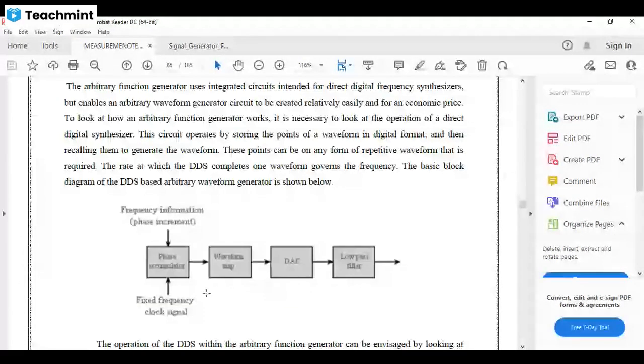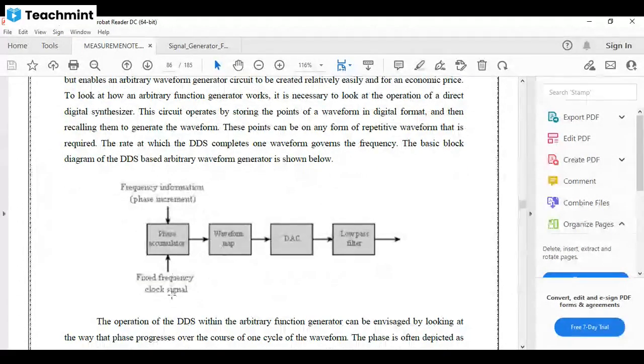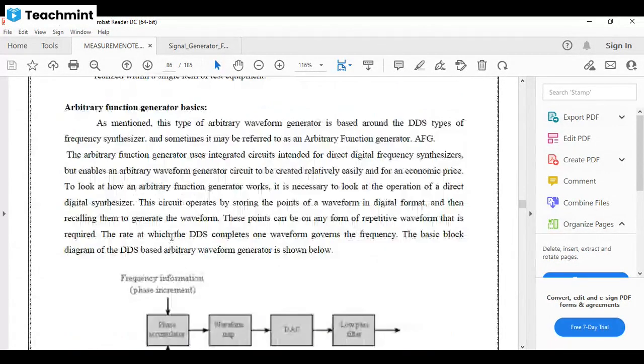So this is the basic arbitrary generator. This is the phase accumulator, waveform map, DAC and low pass filter, and we get the final output, which is the required wave shape. In this arbitrary function generator, the basic idea is that it is based around the DDS type of frequency synthesizer, and sometimes it may be referred to as an arbitrary function generator or AFG.